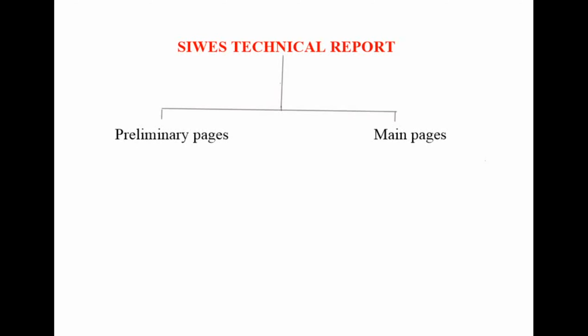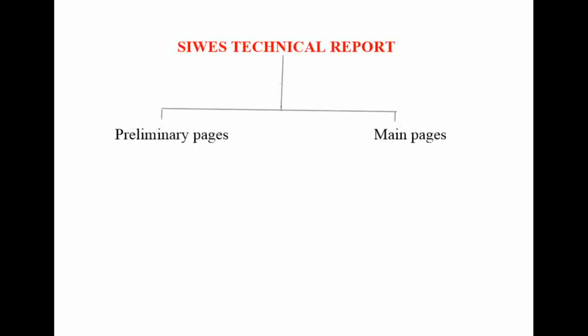This report is subdivided into two. We have the preliminary pages and we have the main pages. All the write-up in the technical report is expected to be in the font type Times New Roman, and the font size used in technical report generally is 12 with 1.5 line spacing. In some few cases they use 2.0, and you make sure that your work is justified on both sides.